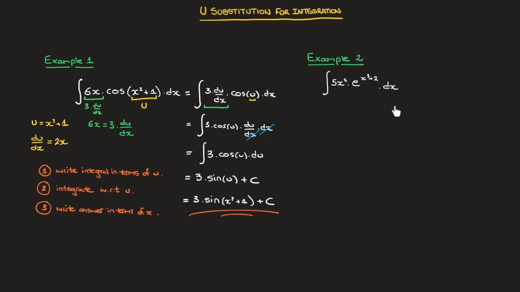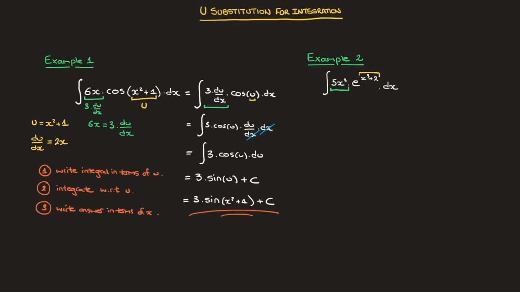We have to integrate 5x squared times e of x cubed plus 2. Well, again, we notice that we're trying to integrate a product of 2 functions, and we also notice that one of those 2 functions is a composite function. Indeed, we have e of x cubed plus 2. And so we compare the function that's multiplying the composite function, so that would be 5x squared, to the derivative of the function that's inside the composite function, so that would be x cubed plus 2.